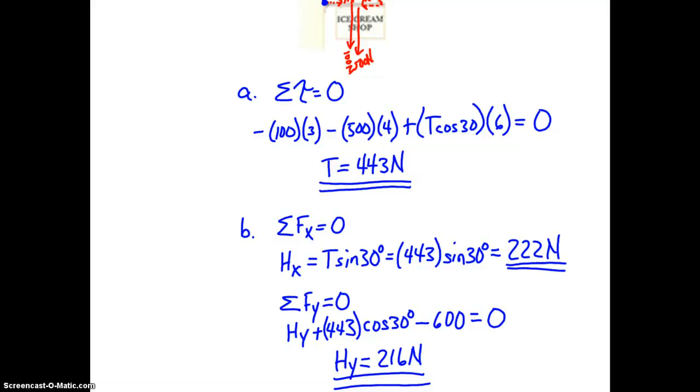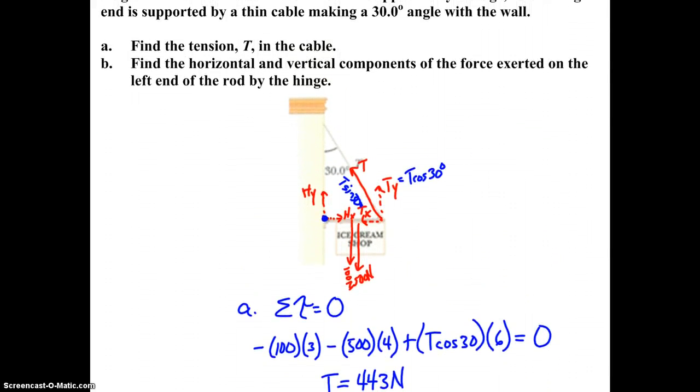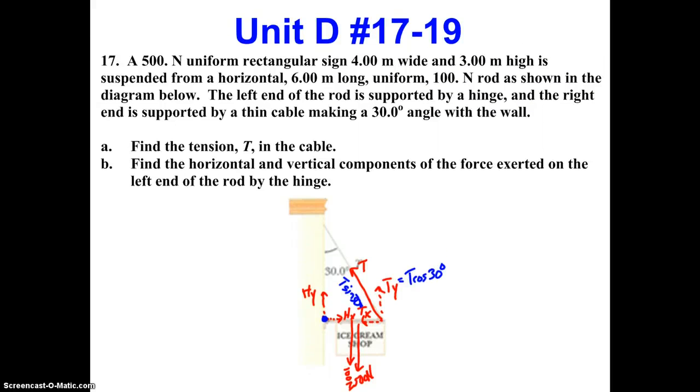All right, if there's any questions on this problem, make sure you ask in class tomorrow. And we'll have more practice on problems that have a combination of both summating torques and summating forces when we tackle numbers 18 and 19 in class tomorrow.